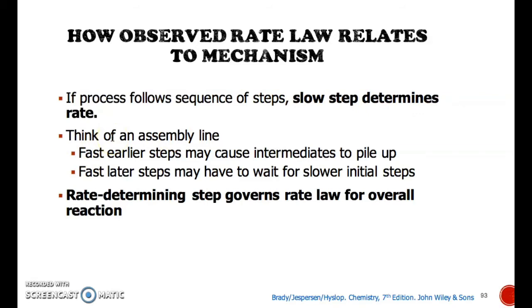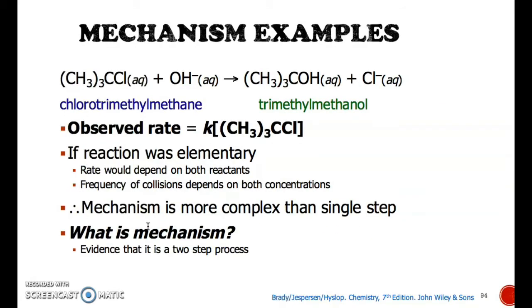Think of an assembly line. Fast earlier steps may cause intermediates to pile up. Fast later steps may have to wait for slower initial steps. The rate determining step governs the rate law for the overall reaction. And this is the mechanism example. And this is the observed rate. The mechanism is more complex than a single step. So what is the mechanism? Evidence that it is a two-step process.